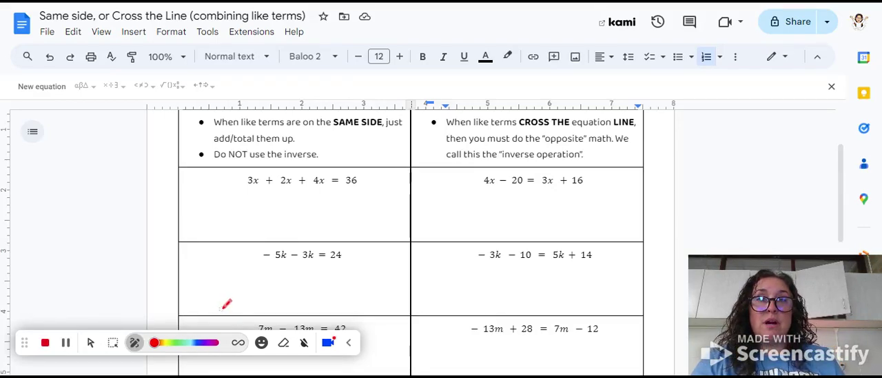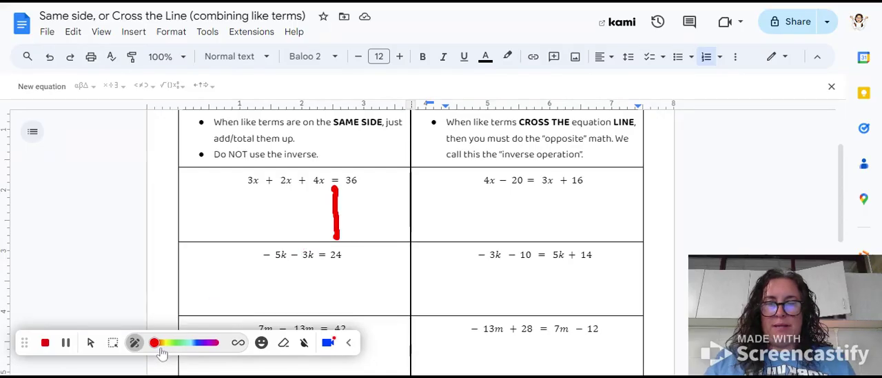Okay, hi guys. So we are going to look at the difference between combining like terms when they're on the same side of the equation versus if they are on the opposite sides of the equal sign. So I have termed this, are they on the same side or do we need to cross the line? What I mean by crossing that line is where the equal sign is, that's going to be our line.